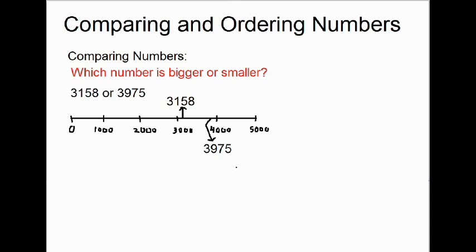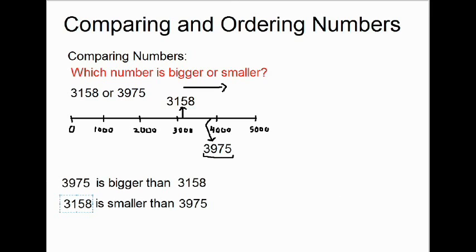So once again here we can see, well, 3,975 is further to the right on the number line, so it has to be the bigger value. So that being the case, we can make these two statements here. We can say that 3,975 is bigger than 3,158, or saying the same thing, 3,158 is smaller than 3,975. And that's again because 3,975 is further to the right on the number line, or 3,158 is further to the left on the number line.